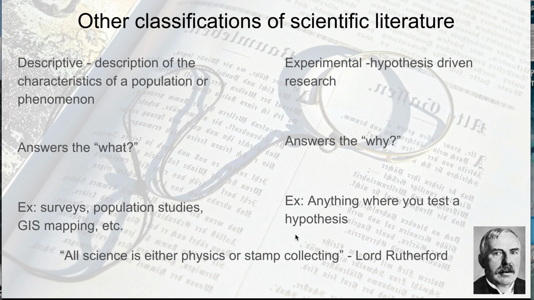Scientific lit can also be split up the same way we split up scientific research, descriptive versus experimental. Descriptive answers the what question: what happened, how many animals are in this location, what is the condition of this forest right now, things like that. Experimental research is why. What would happen when rotifers are exposed to different temperatures? The difference is whether you're testing a hypothesis or whether you're surveying.